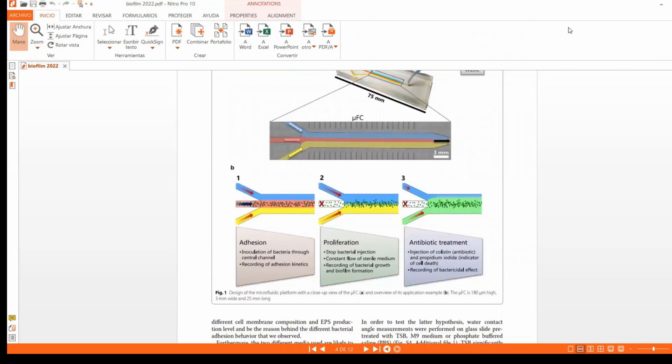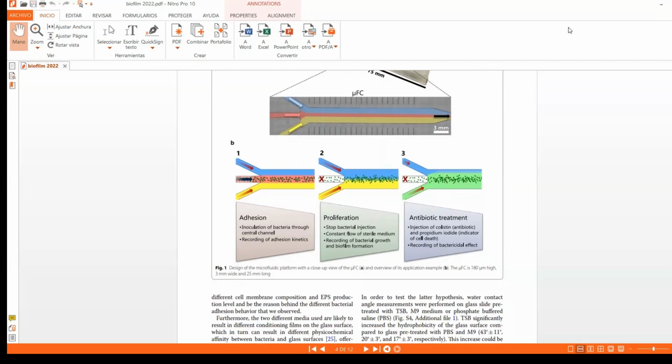So first they studied the adhesion of the bacteria. So they inoculated bacteria through the central channel. Then they studied the proliferation. So they stopped the bacterial injection and then they had a constant flow of the medium. And then they observed how the bacteria were growing according to the medium, M9 or TSB.